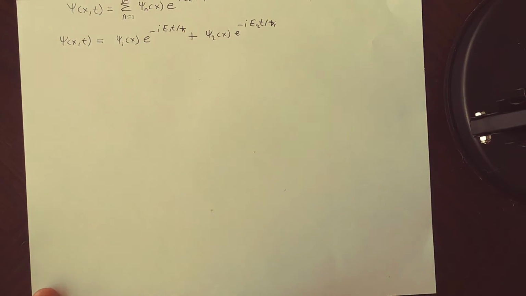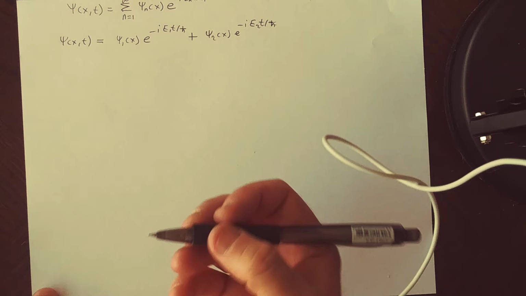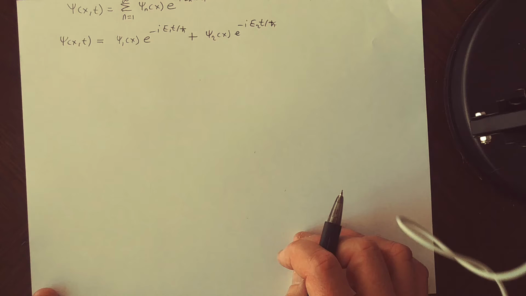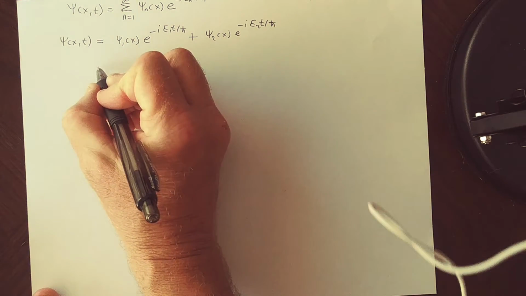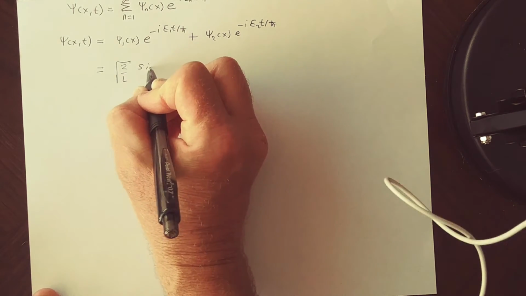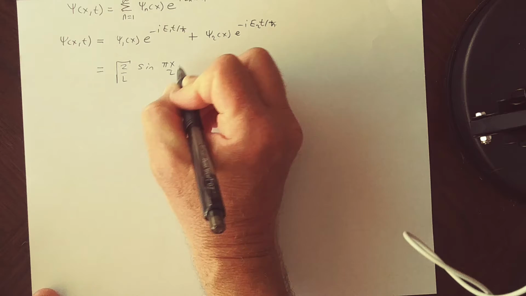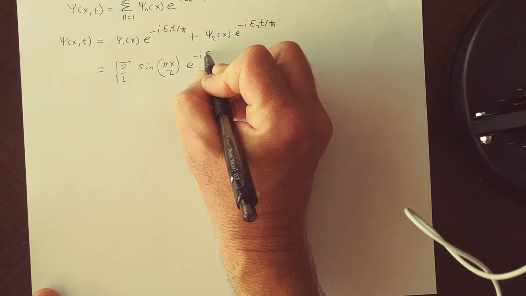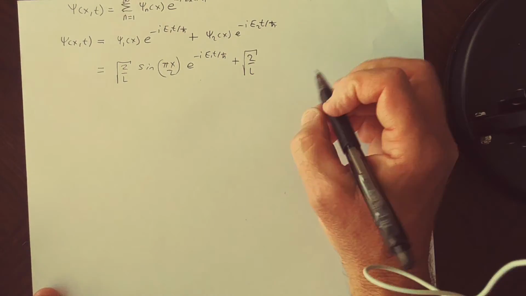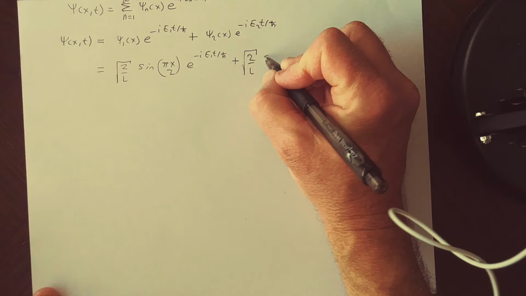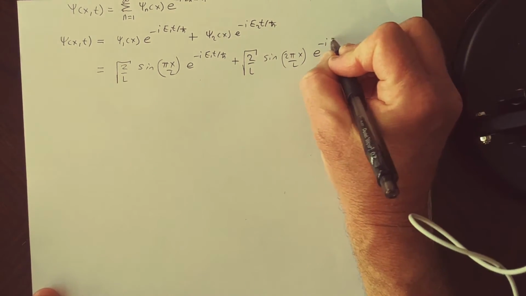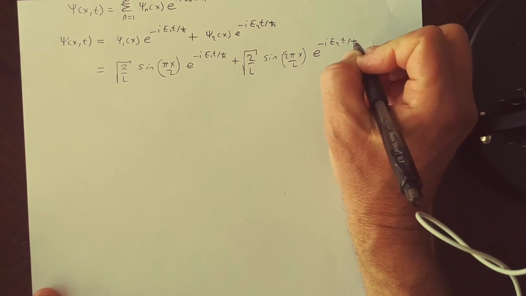And we know that each psi n is square root of 2 over L, sine of n pi x over L, and so this would look like square root of 2 over L, sine of pi x over L, e to the minus i E1 t over h bar, plus the same normalization factor for psi 2, but sine of 2 pi x over L, e to the minus i E2 t over h bar.